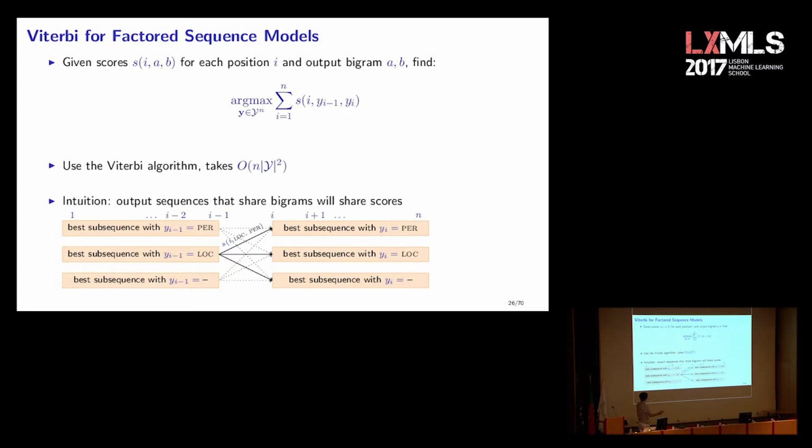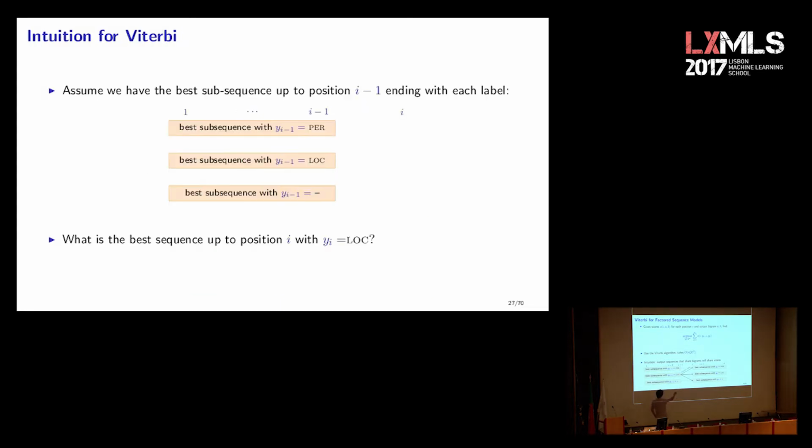Okay, I know that the optimal one is one combination of, so there are 9 combinations here, this with these 3, or this with these 3. So the best one needs to be one of these 9. Okay, and what's the difference? So how do I connect this subsequence with this one? I just have the score for position i, where y_{i-1} is location and y_i is person. Okay, so I can do that.